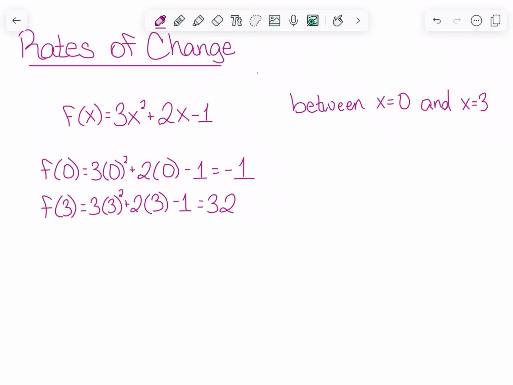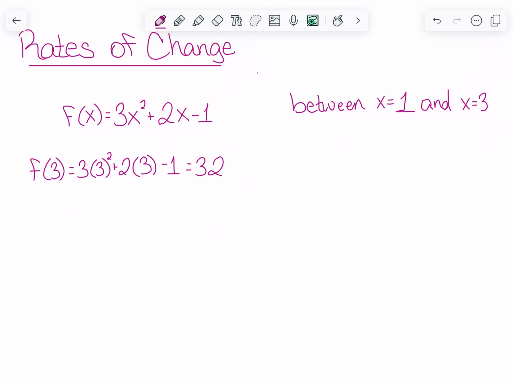And when we plug in 3, we get 3 times 3 squared plus 2 times 3 minus 1, which is 32. So finally, we actually need to find the rate of change. We subtract the outputs that we just found, divided by the inputs that we were originally given. 32 minus negative 1 divided by 3 minus 0 gives us 33 over 3, which simplifies to 11. So the average rate of change between 0 and 3 is 11.